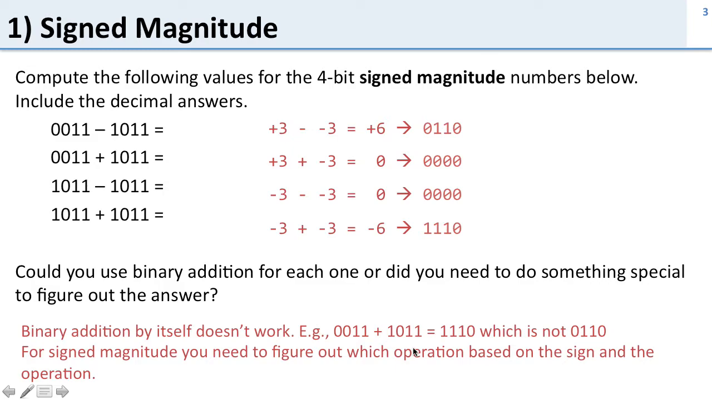You had to be careful about the signs and which way you added them in order to make this work, and that's what you did in your head when you converted them from decimal, figured out what the answer is, and then went back to binary. So this is a big problem with signed magnitude. Doing subtraction requires that you be careful about what order you do things in and what's negative.